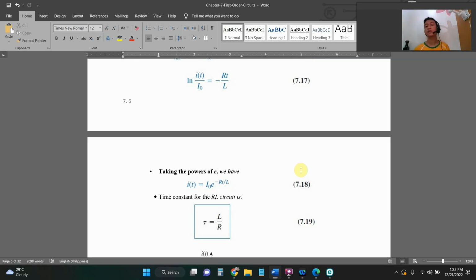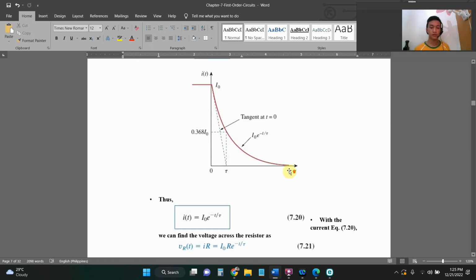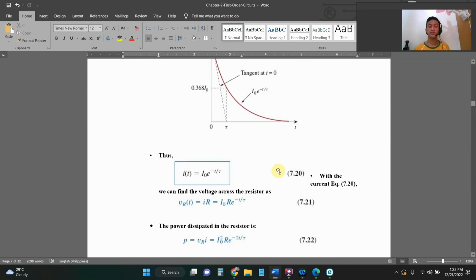So the time constant for the resistor-inductor circuit, tau, is equal to L divided by R. So as you can see, this means I is equal to I sub O multiplied by e raised to negative t divided by tau. So in that, we can find the voltage across the resistor as V sub R is equal to I R, or I sub O multiplied by R e raised to negative t divided by tau.